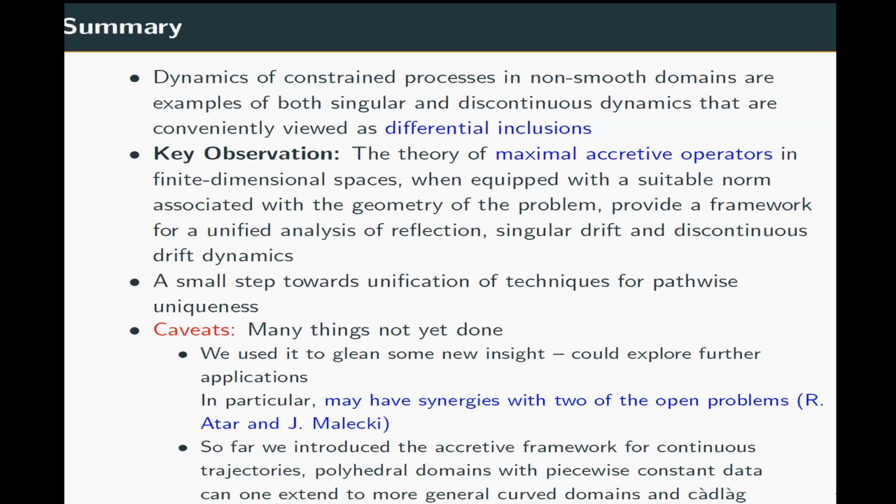Of course, lots of caveats. We used it to gain some new insight, but I actually think it may have synergies with 2 open problems that were mentioned. One is Malek's problem, and I'd love to discuss that a little bit more with you, and Rami's problem on the free boundary. I think that by looking at this framework, one might be able to get things that are not monotone in the usual sense, but still maybe do something with the free boundary. But this is, of course, like a leap kind of thing. I have no idea, but yeah, even more trivial than the one that you were thinking of.